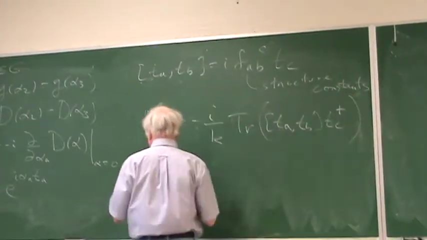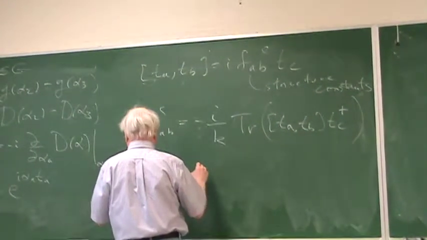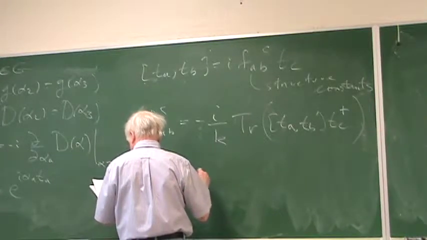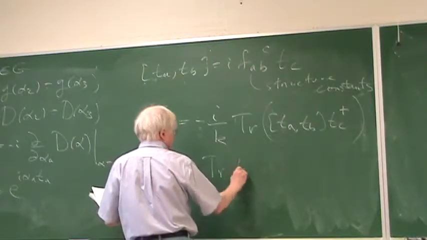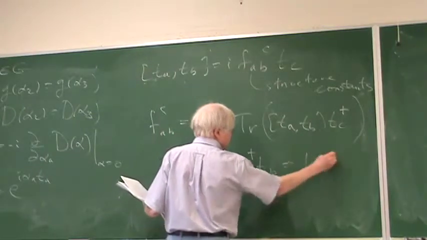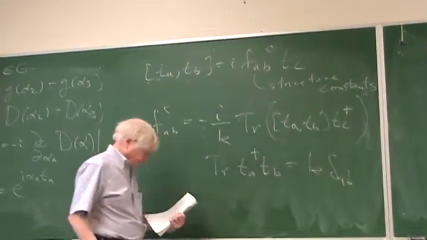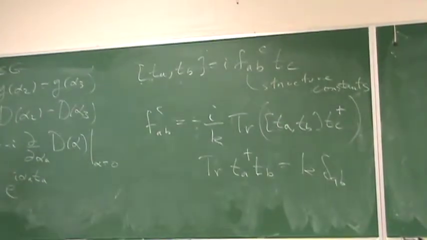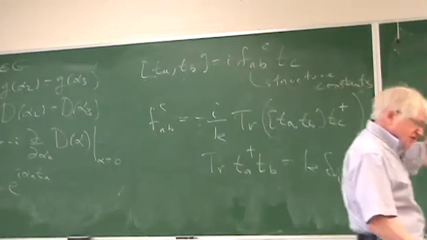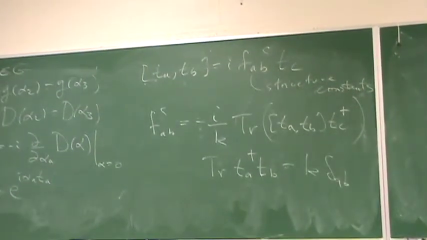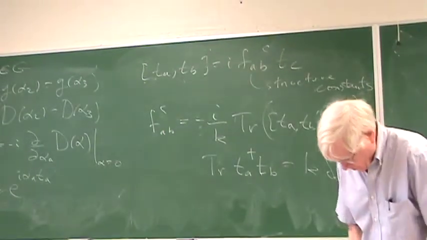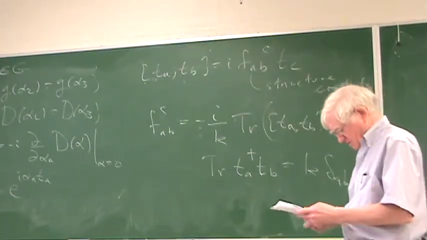Here the understanding is that, where did I have that? Yes. The trace of T A dagger T B is k delta AB. And the k is a property of the representation, just as the dimension of the matrices is a property of the representation. But the structure constants are the same for all representations.